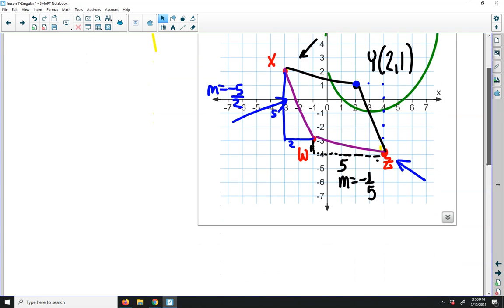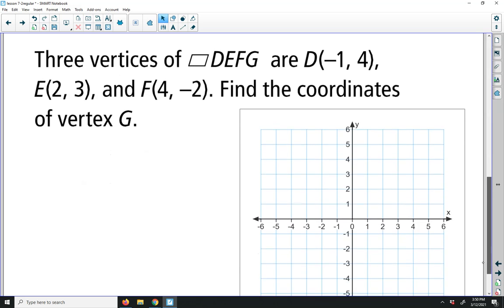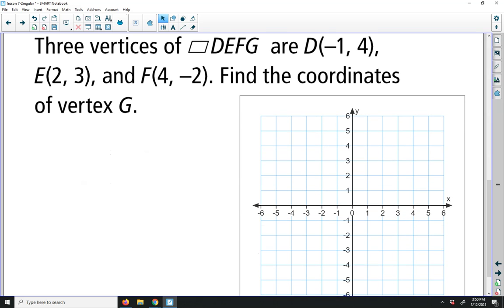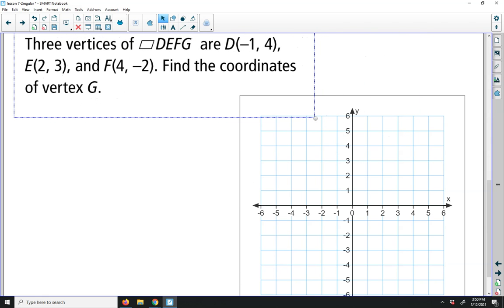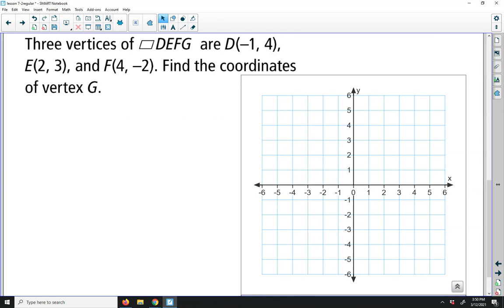Let's do another one of those. So this one gives me 3 vertices of a parallelogram. D, E, F, G, and we're supposed to find again the 4th vertex. So D is the point -1, 4, E is the point 2, 3, F is the point 4, -2, and we are looking for G.